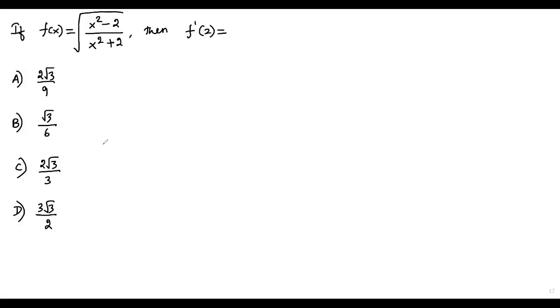Here we have an AP Calculus AB problem. Okay, let's go to the question. If f of x equals the square root of (x squared minus 2) over (x squared plus 2), then f prime of 2 equals to.